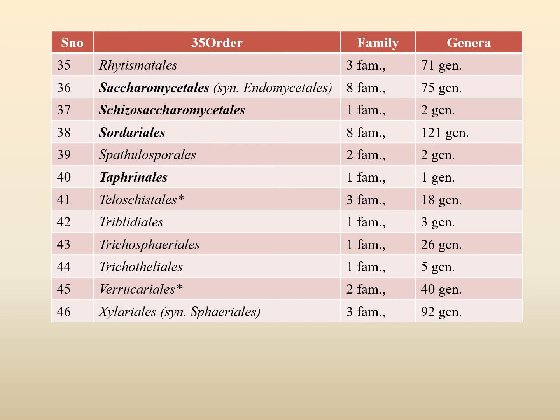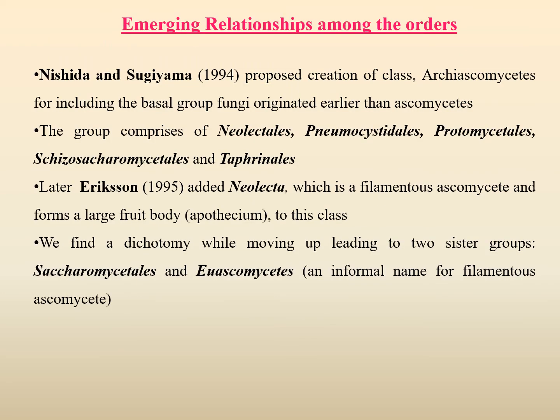Okay, in this video I just covered the classification. Okay. And emerging relationship among the orders. Emerging relationship means that Nishida and Sugiyama proposed the creation of one class, Archaeascomycetes. Archae, the name itself indicating primitive, means the genera under this Archaeascomycetes emerged before the Ascomycetes, including the basal group fungi originated earlier than Ascomycetes. The group comprises Neolectales, Pneumocystidales, Protomycetales, Schizosaccharomycetales, and Taphrinales.